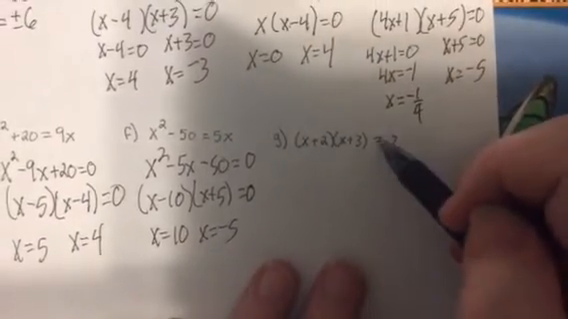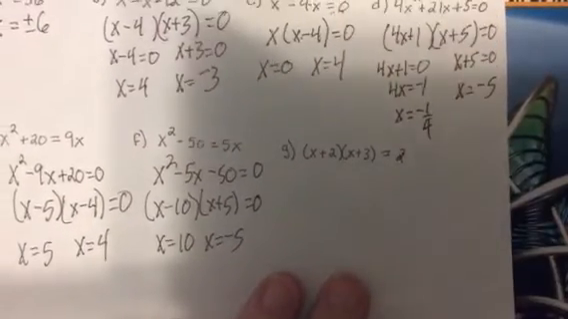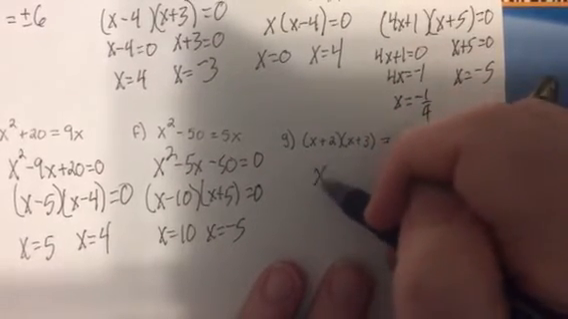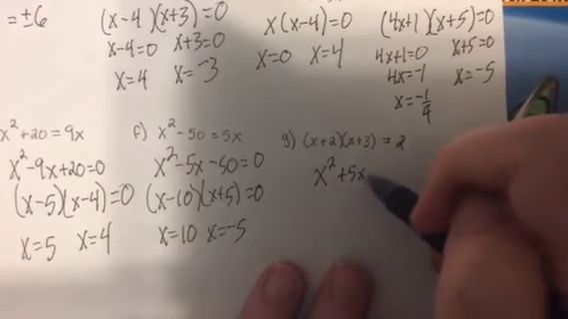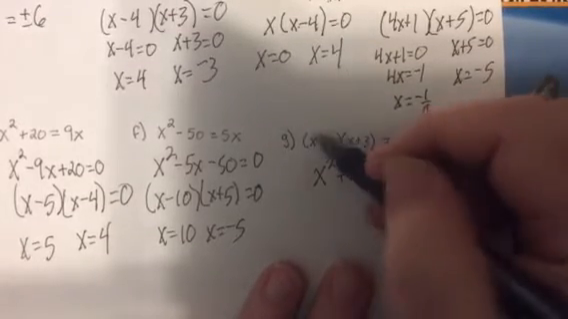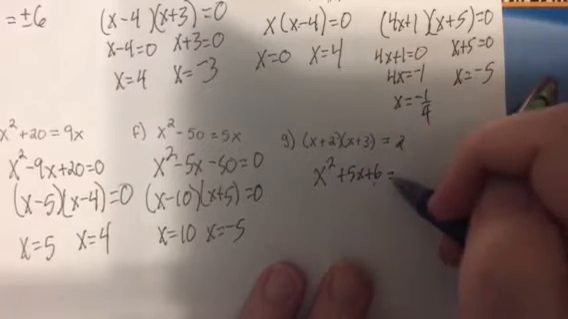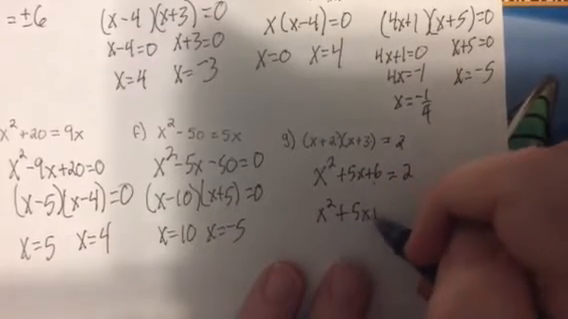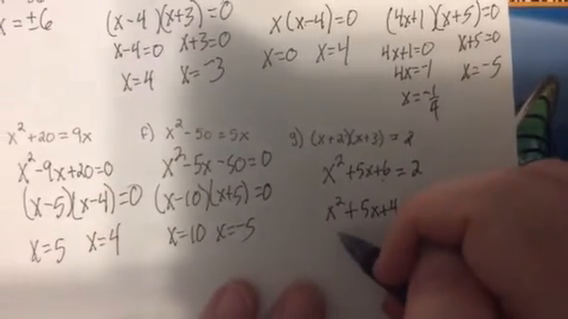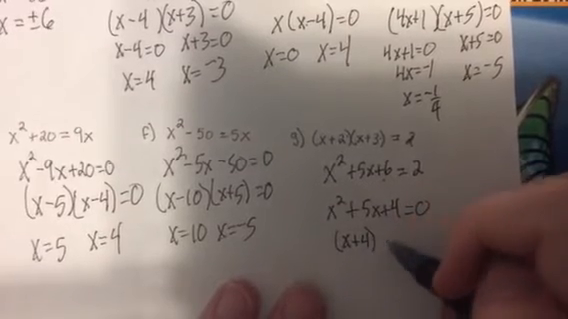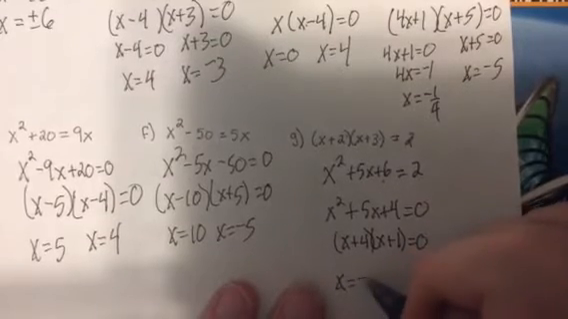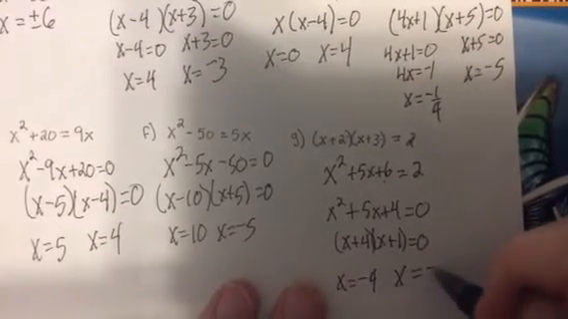Now this one, it's not equal to 0, and that's what most people mess up. It needs to be equal to 0. So I'm going to FOIL this. It's X squared plus 5X plus 6. 2X, 3X is 5X, 2 times 3 is 6. Then subtract the 2 to get a polynomial that's equal to 0. Then factor X plus 4, X plus 1. So X equals negative 4 or X equals negative 1. Woohoo!